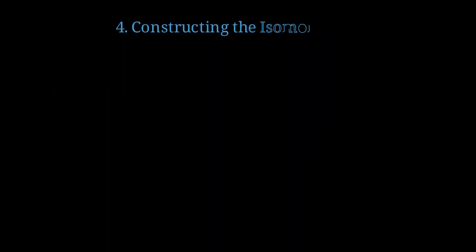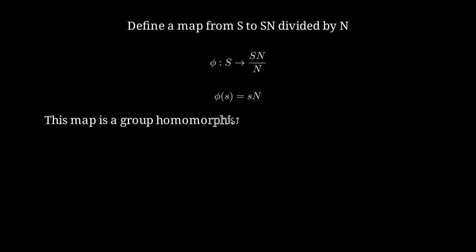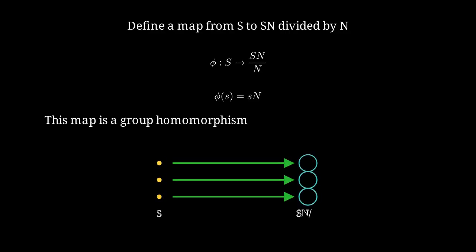Let's see how we actually construct this isomorphism. We define a map from S to the quotient group SN over N. Call this map phi, taking elements from S to cosets in SN over N. The map sends each element s to the coset sN. This map respects the group operation, making it a homomorphism. Elements in S are mapped to cosets in the quotient group SN over N.